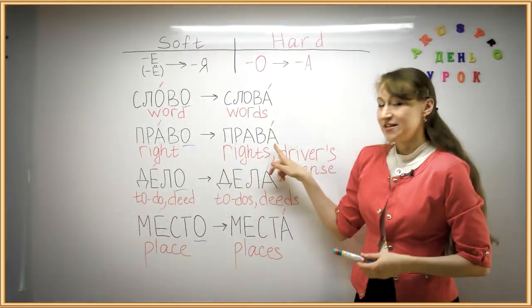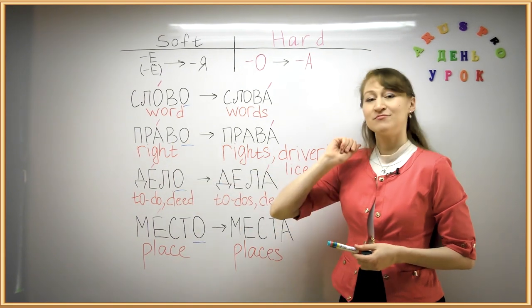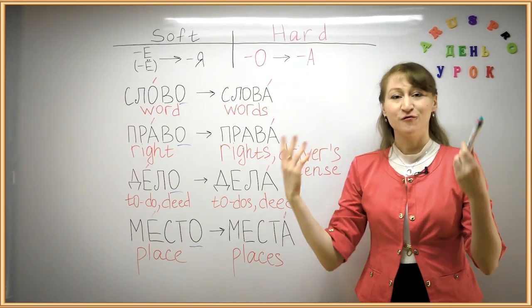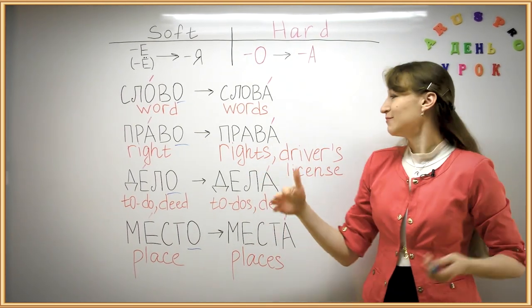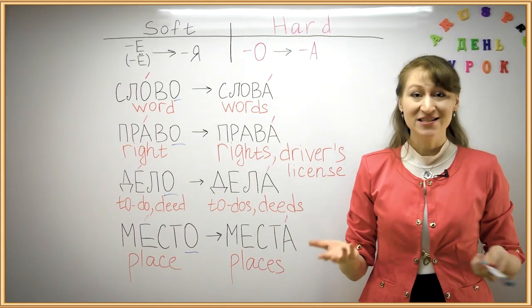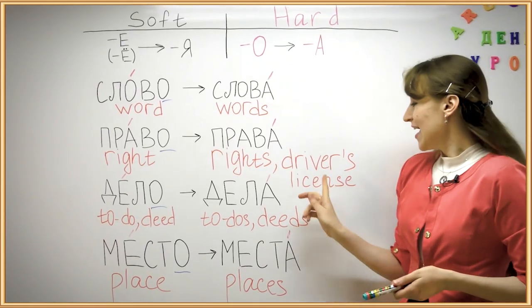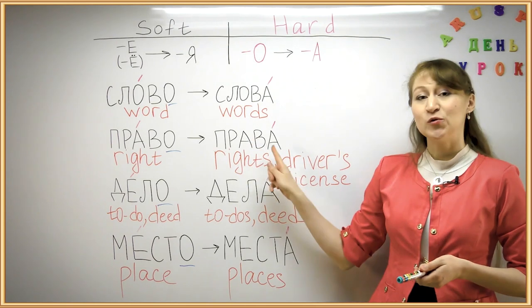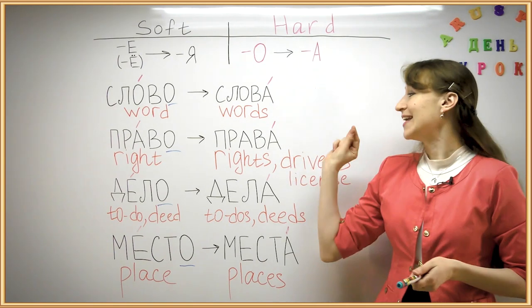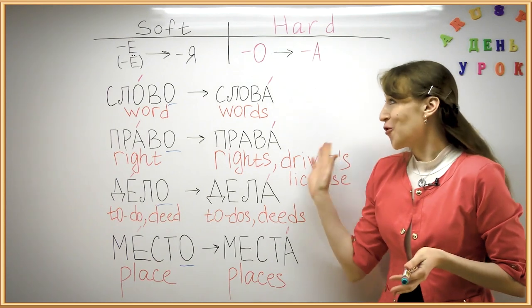What else? Here we have another interesting word, права. In the singular form, it only has one meaning as a noun. As a noun, it means right, like your right to do something, your right for education, your right for life. Права can mean rights, as in plural, as in human rights in general. And it has an additional meaning of driver's license. This meaning appears only in the plural form. So the singular form doesn't have this meaning. So a driver's license, this document, in Russian, it's your права. Права.